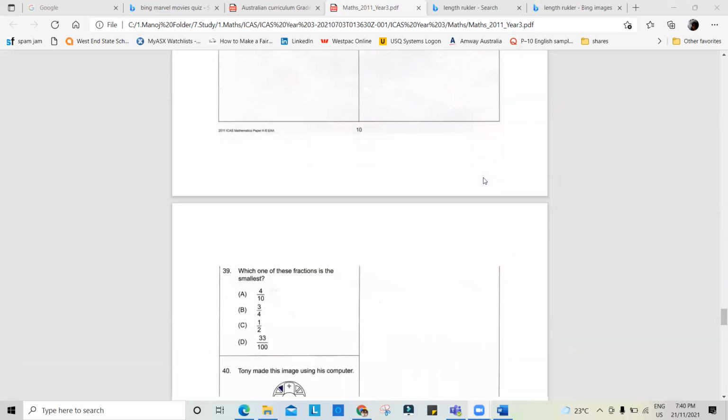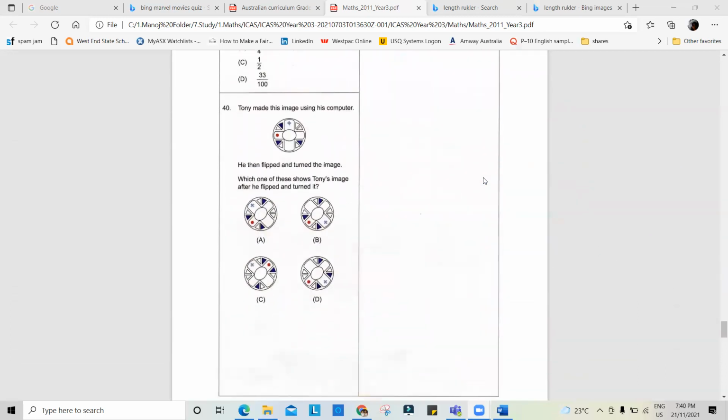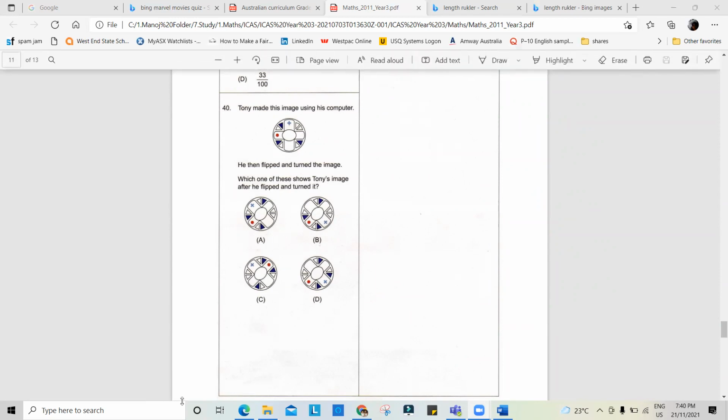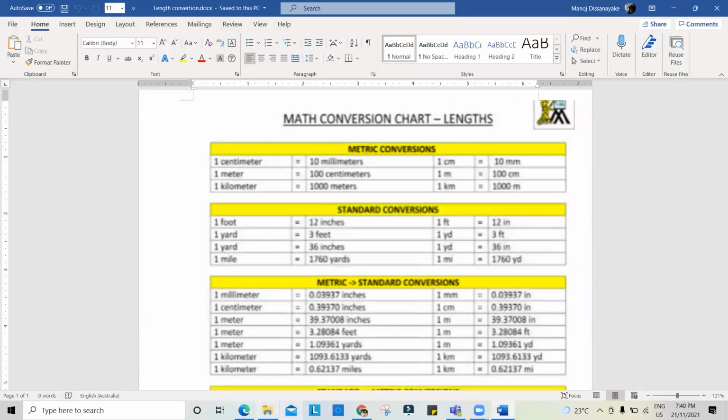40. Tony made this image using his computer. He then flipped and turned the image. Which one of these is Tony's image after he flipped and turned it? All right. Give 1 minute.